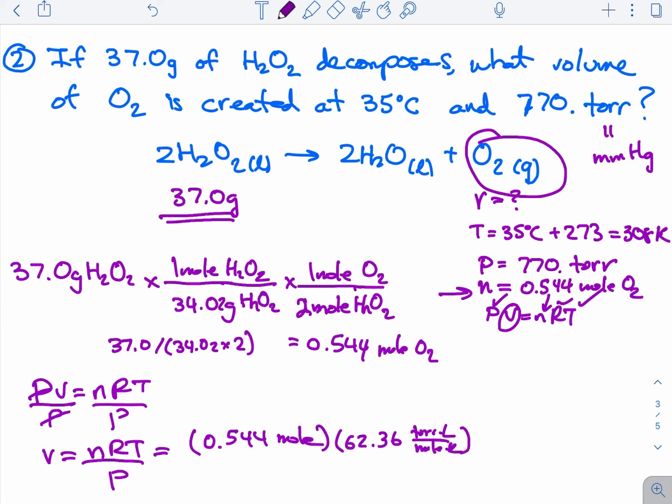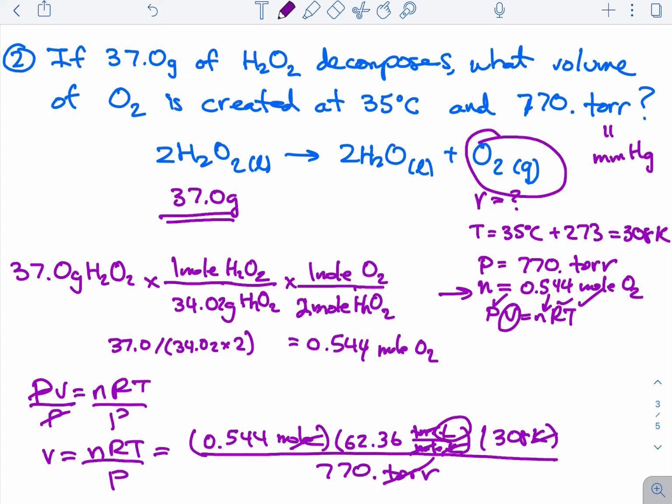I know that unit sounds goofy, but you'll get used to it. Times 308 Kelvin, all of which is over pressure. Where'd my pressure go? 770 torr. Torr cancel, Kelvin cancels, mole cancels. We're left in liters, so we're going to get a volume here in liters. So now we finally get to punch this through our calculator. 0.544 times 62.36 times 308 divided by 770. That gives us a volume of, 3 significant digits, 13.6, and that's going to be in liters.